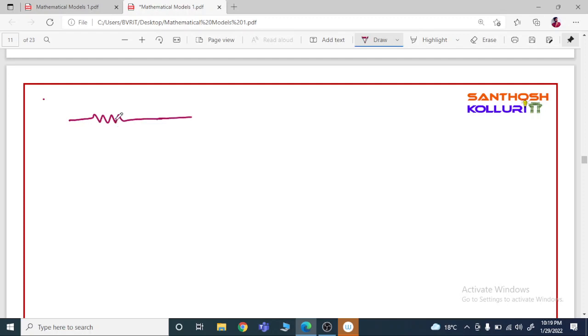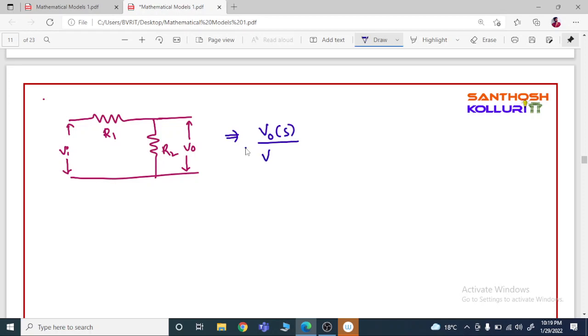This is a 2 resistor circuit connected as shown in this figure. This is Vi input and this is V output, and resistor R1 and resistor R2. We know the definition of a transfer function: Laplace transform of output by Laplace transform of input is called the transfer function. So from this figure, what is the transfer function of this particular circuit, meaning V naught of S by Vi of S? This is the output and this is the input.